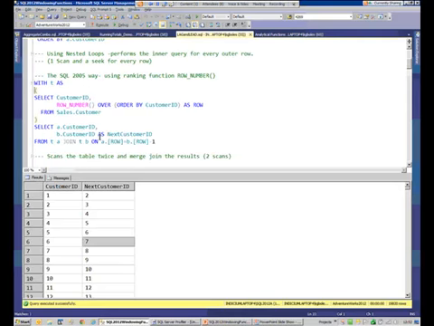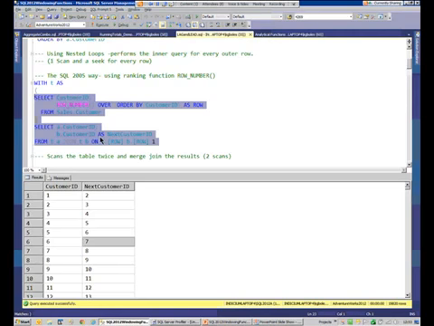So in 2005, we can actually do this by row number over order by customer ID as row, and then join the CTE to itself on row minus 1. So sequence it, order it, put a 1 to n on it, and then join it to 1 to n minus 1 and get the same output. Okay?